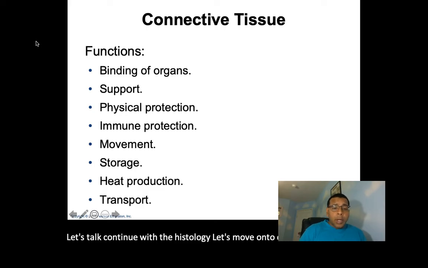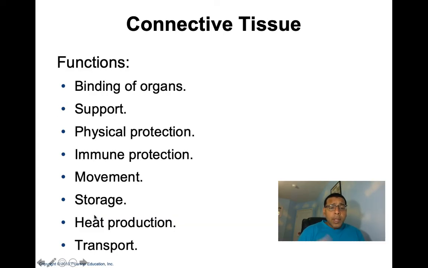When we talk about connective tissue, we'll see connective tissue is going to be the most abundant and widely distributed of the primary tissues. There are four main classes and four subclasses of connective tissue.